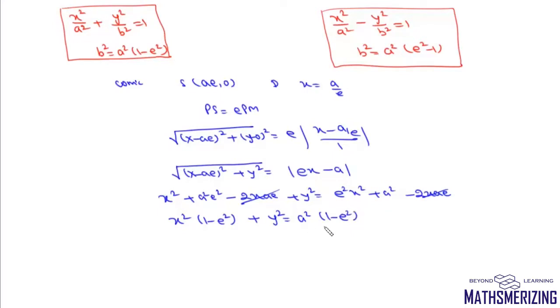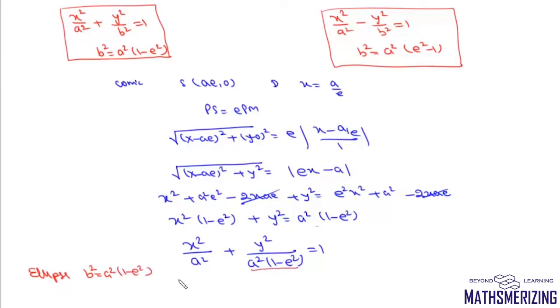Now what we'll do is, we'll divide everything by a square into (1 minus e square). So then we can write x square upon a square plus y square upon a square into (1 minus e square), and this value is 1. Now in case of an ellipse, we know that b square is a square into (1 minus e square). So we can write a square into (1 minus e square) as b square. So we can write x square upon a square plus y square upon b square equals 1. So that is the standard equation of ellipse.